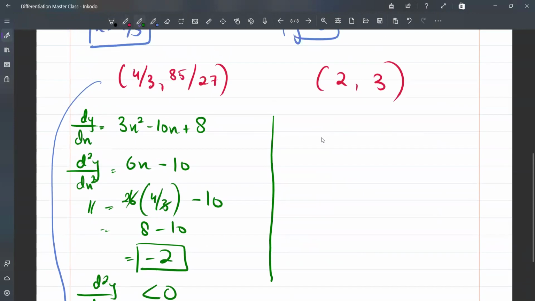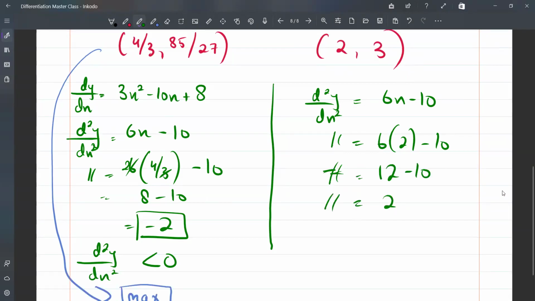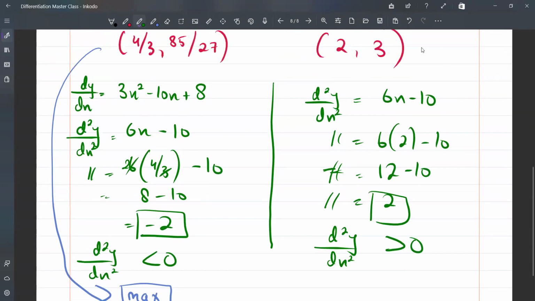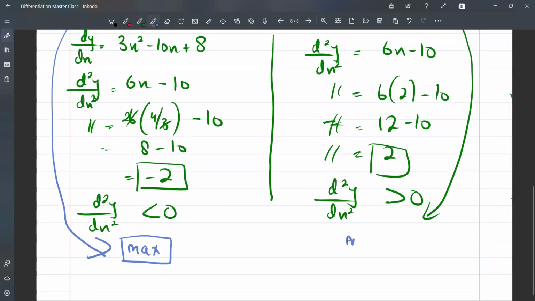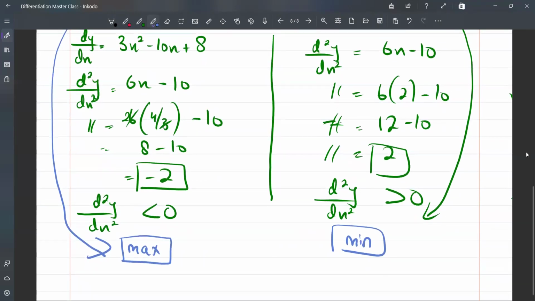Okay. Now let's apply d square y upon dx square here. 6x minus 10. 6 times 2 minus 10. 12 minus 10. This gives us 2. Now notice that d square y upon dx square is greater than 0. All right. Therefore, this point is a minimum point. So this point is maximum and this is minimum. Okay.